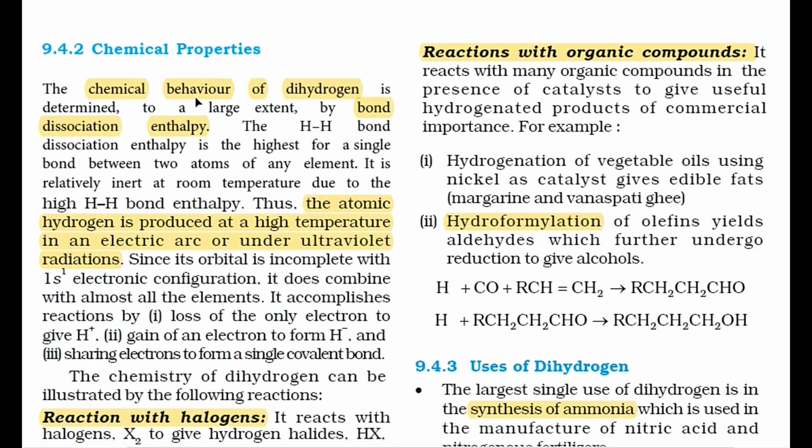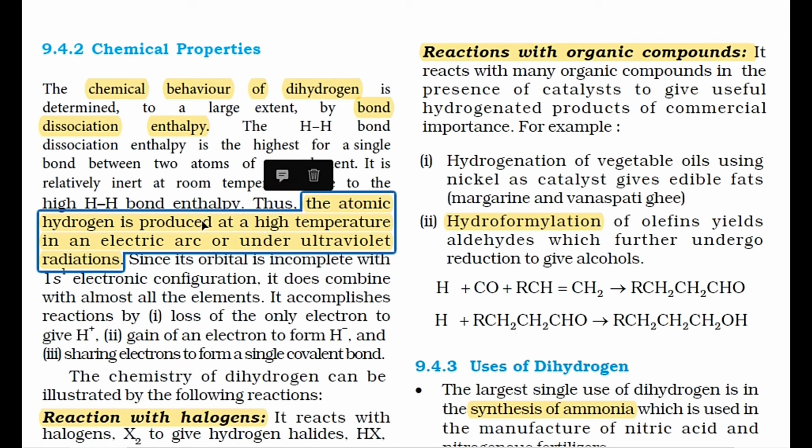The chemical behavior of dihydrogen is determined to a large extent by bond dissociation enthalpy. That's the amount of energy required to break the H-H bond. The H-H bond dissociation enthalpy is the highest for a single bond between two atoms of any element, meaning the H2 molecule is highly stable, and to break the H-H bond, the amount of energy required is enormously high. It is relatively inert at room temperature due to this high H-H bond enthalpy.